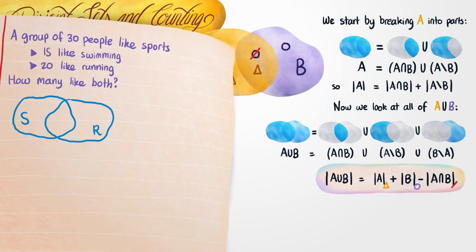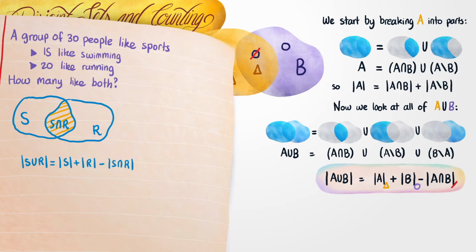So I want you to imagine that we have exactly 15 people that like swimming, and then we have 20 people that like running. We want to figure out how many people belong to this group over here that likes both swimming and running. We know that the total number of people is exactly 30. Now, solving this is actually pretty easy. We just have to apply this formula that we just came up with.